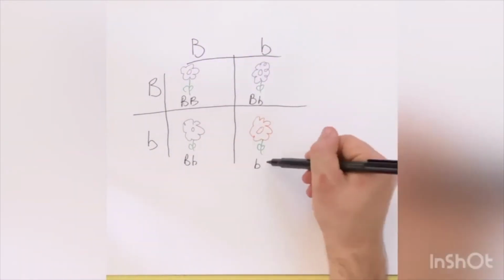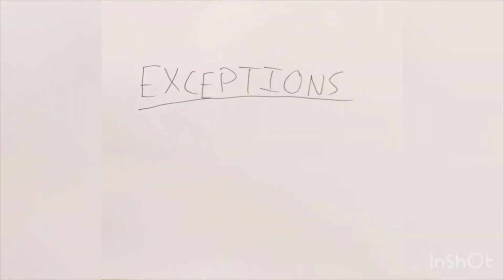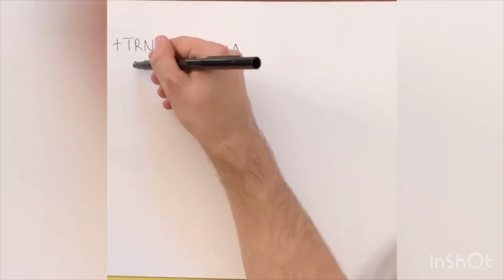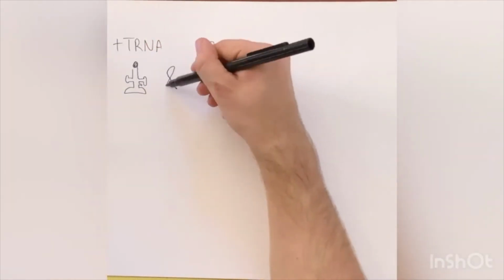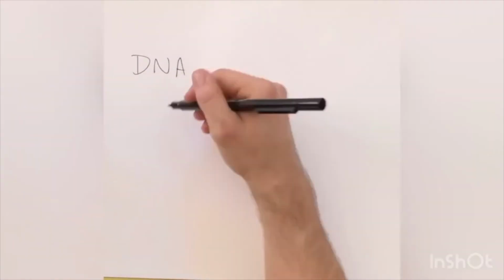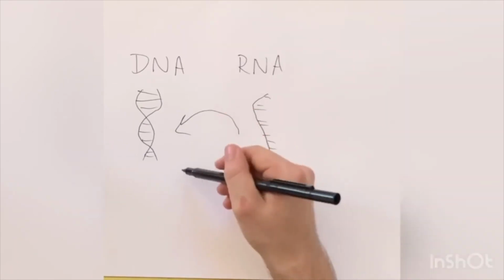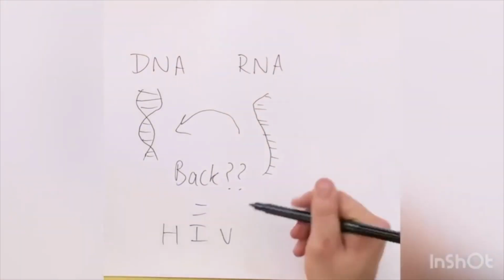Some exceptions do occur to the central dogma. Many genes code for other RNA molecules such as tRNA and rRNA that do not function the same as mRNAs and therefore cannot be translated into proteins. There are some instances where the information flows backwards from RNA back to DNA. This is seen in some viral genes which use reverse transcriptase and are composed of RNA. An example of this is HIV.